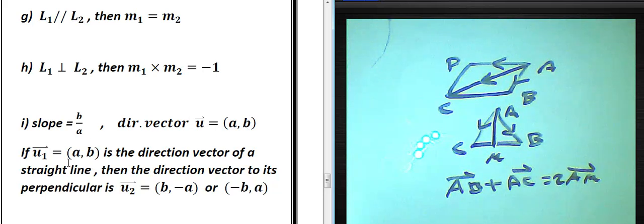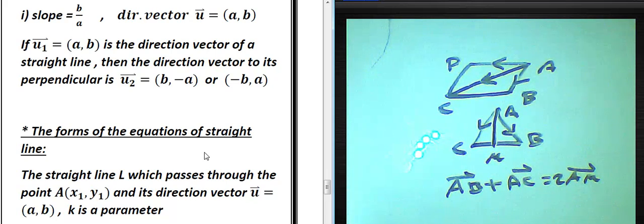If vector u equals (a, b) is a direction vector of a straight line, then the perpendicular direction vector is u2 equals (b, negative a). We can write the perpendicular by changing the sign of the first or second component as you like. We can swap b and a and write the negative at a or at the first. It's perpendicular, okay?